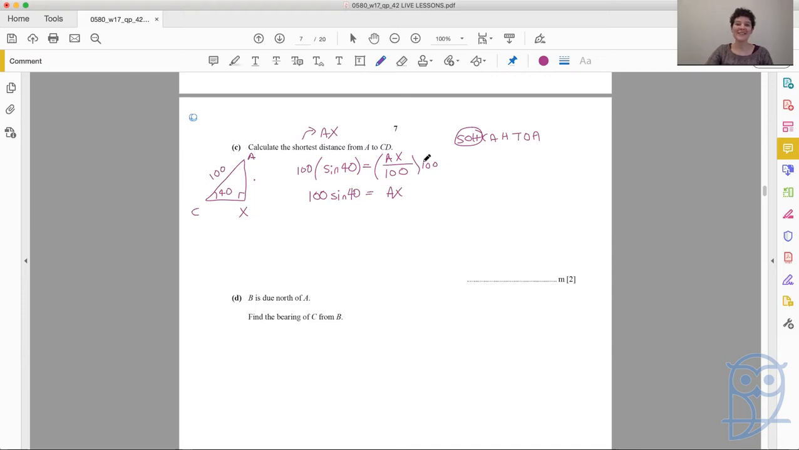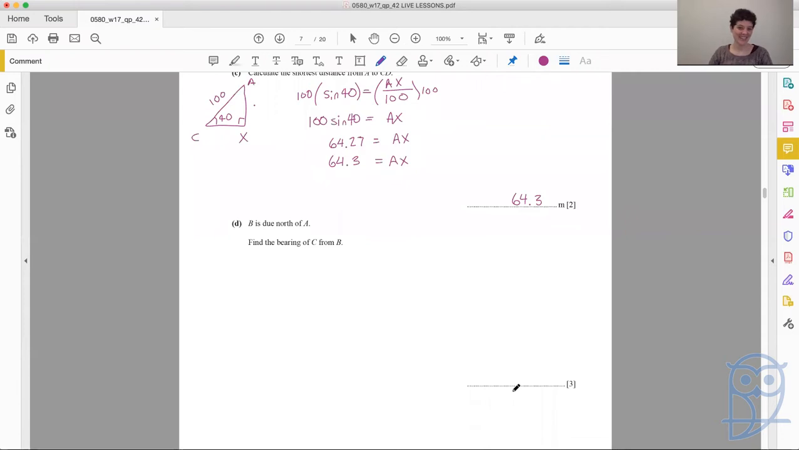We can plug that into a calculator and we get 64.27 equals AX. Angles go to one decimal place. So we have 64.3 equals AX. That shortest distance from A to CD is 64.3 meters. And they carry on with our beloved triangles in the next question.